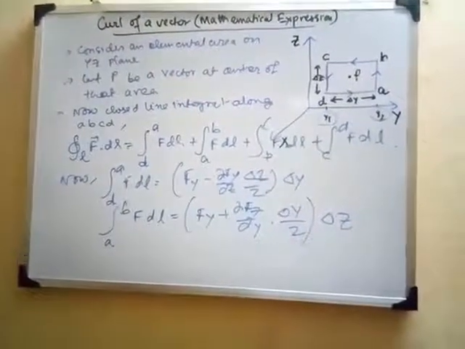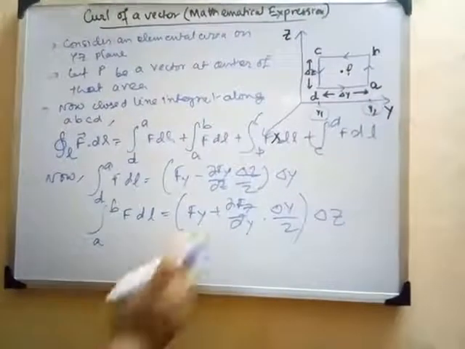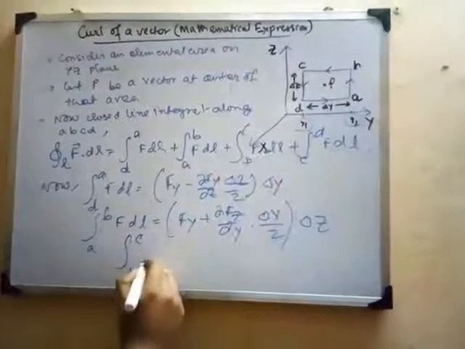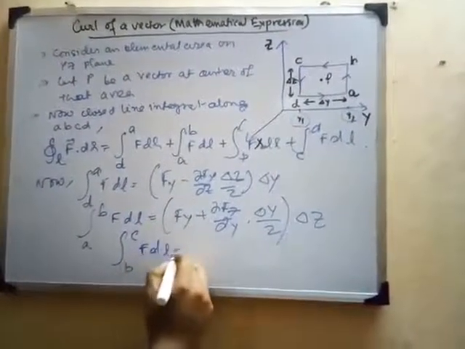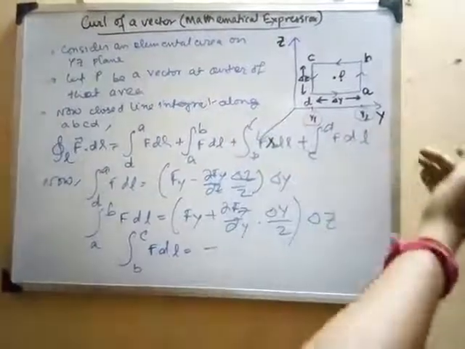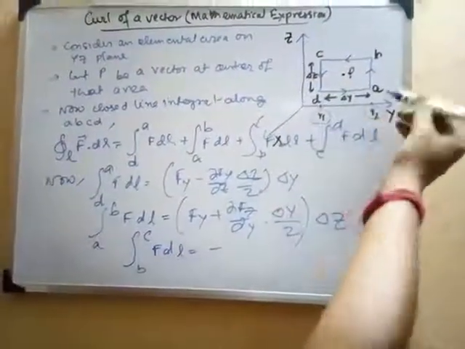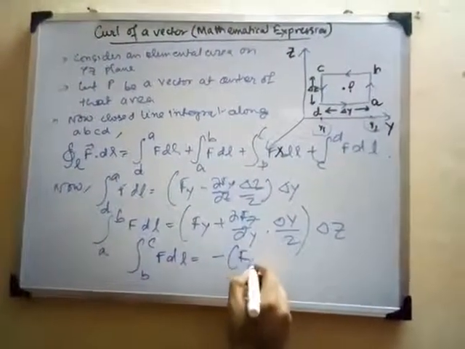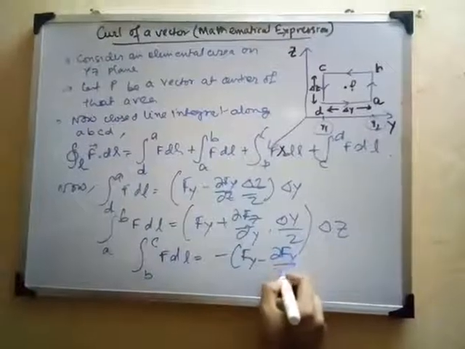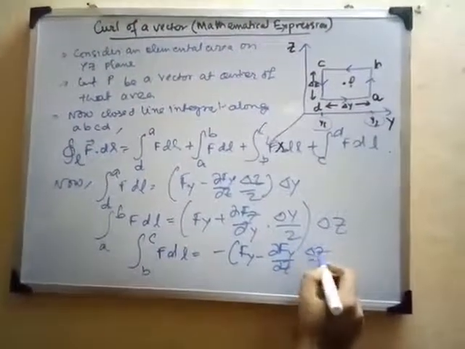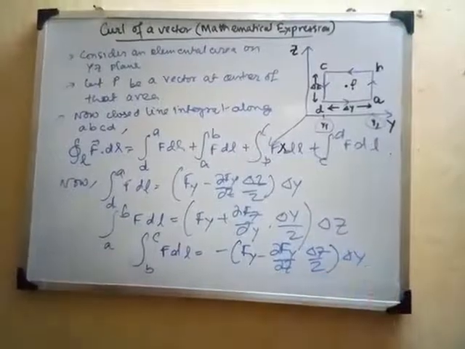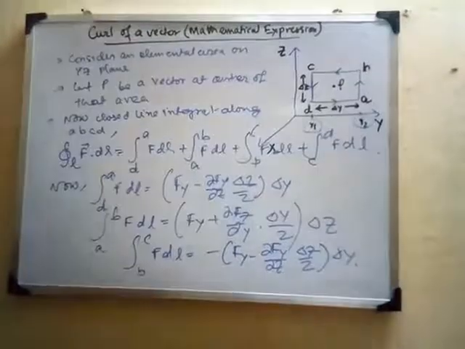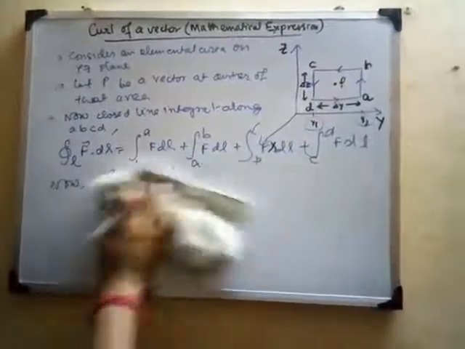Now let us calculate the other two also. Next one will be from b to c, the integral of f·dl. This equals minus y, because if this is the positive direction, this will be the reverse direction. So we will write this as minus f_y minus del f_y over del z by 2, times del y. The next one remains, so you take a note of this, you can come back. I am omitting it and writing the next expression.